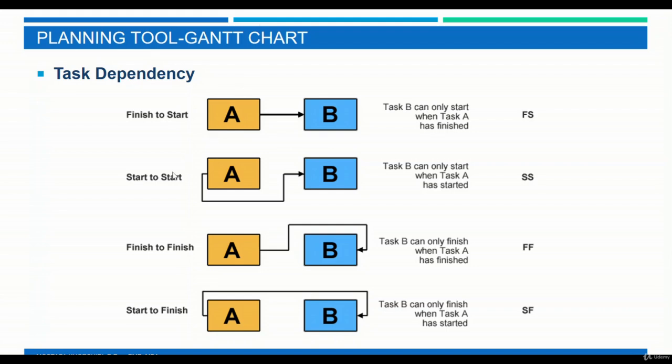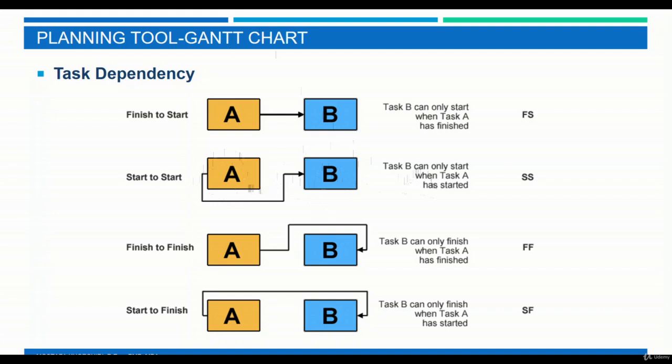The other one is start to start, where task B can only start when task A has started. The example for this one: we can start managing project B after we prepare the solid project plan A. So if we prepare this, then we have this. This is one example of a start to start type of task dependency, and we will see how you can create that in MS Project.